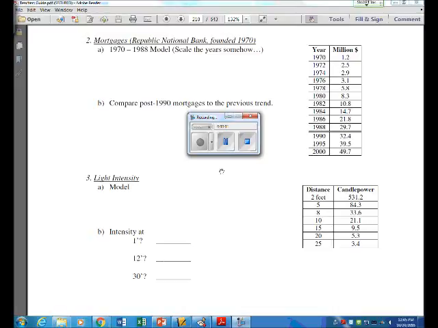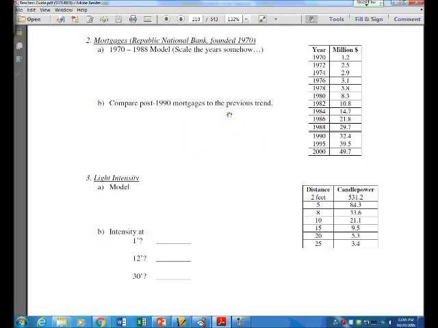All right, so we're going to continue with example 2, which is looking at mortgages from this bank. And it says scale the years somehow. So this time we're going to do, for the scale, years since 1970. So for my first data value of 1970 in the year, that's going to be year 0.